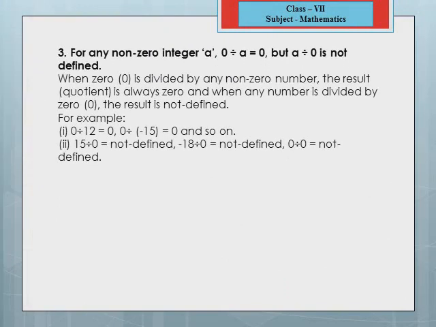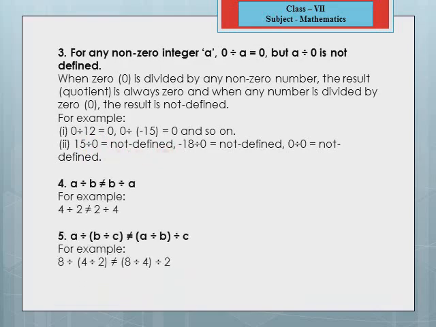For any non-zero integer a, 0 divided by a is 0, but a divided by 0 is not defined. See the example. 0 divided by 12 is 0, but 15 divided by 0 is not defined. Commutative property and associative property do not hold for division of integers. You can see the examples given in point number 4 and point number 5.